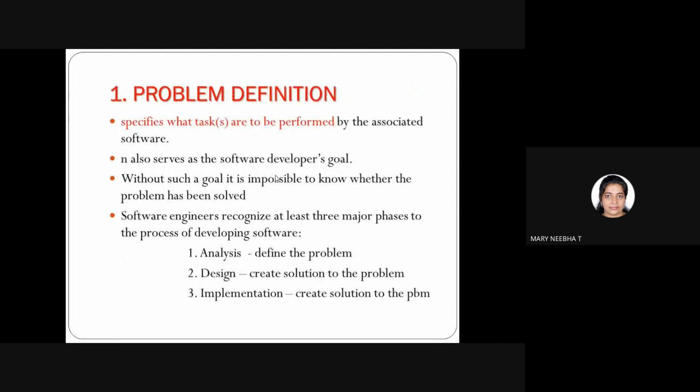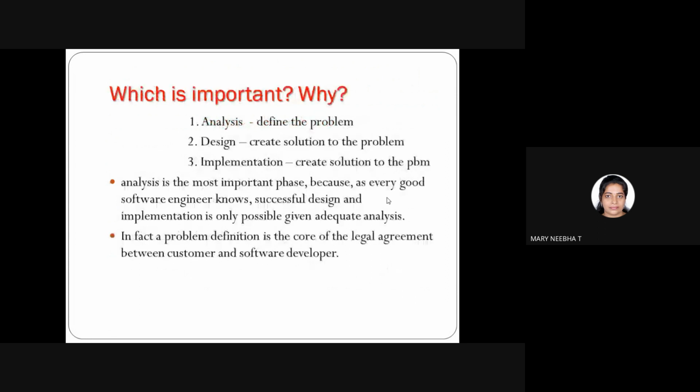What is problem definition? Already we have seen. Problem definition means defining the problem. There are three important processes involved in defining problems, recognized by software engineers. One is analysis, that is, you have to define the problem. Then design, you have to create a solution for the problem. Then implementation, whatever solution you have created, you have to implement it.